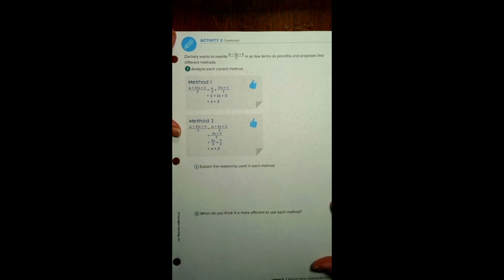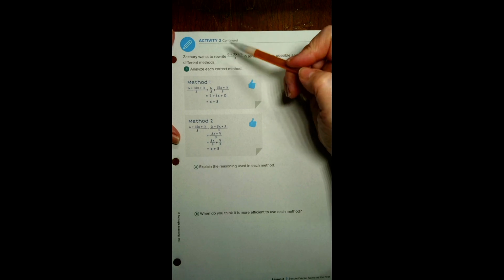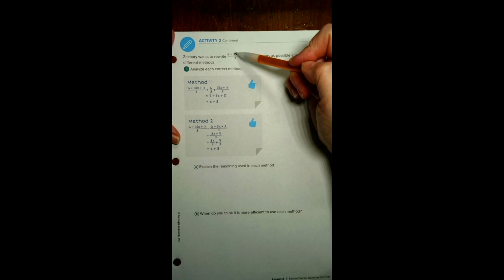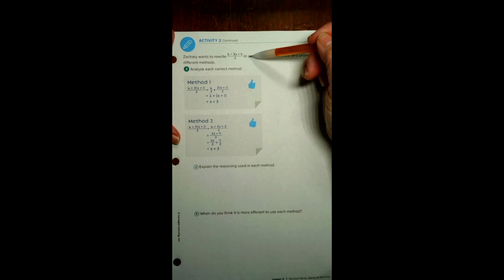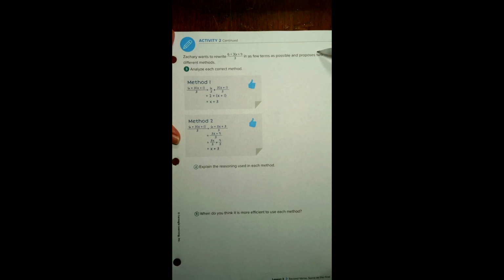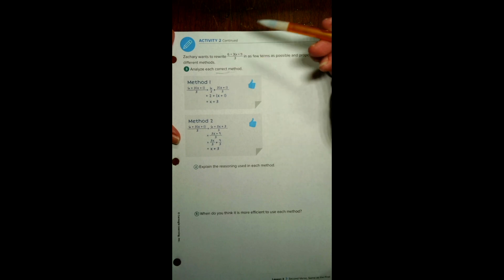Okay, and I'm going to pause for a moment. Okay, so moving on to the next page, I'm on 379 now. Zachary wants to rewrite 6 plus 3 times the quantity of x plus 1 divided by 3 in as few terms as possible, and proposes 2 different methods. Analyze each correct method, so they're both right.